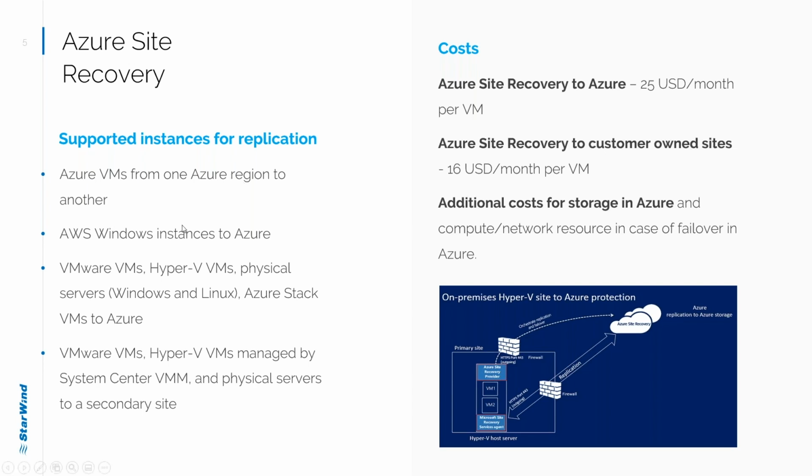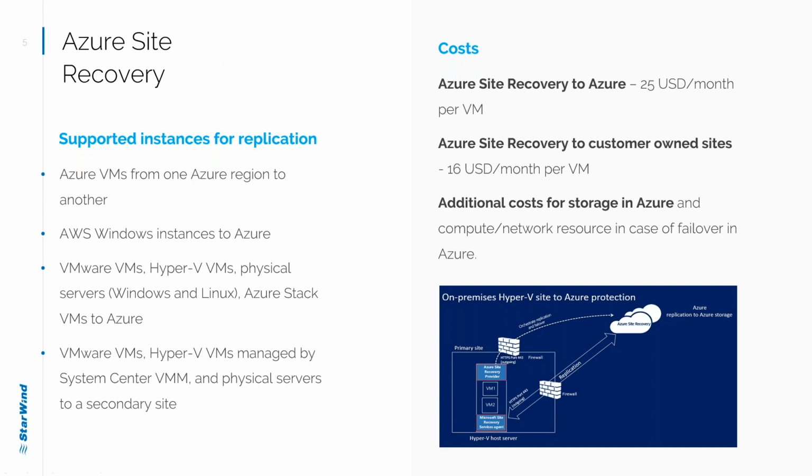So as you see, both VMware hypervisor and Hyper-V are supported. Also, physical servers are supported. Regarding the costs, they are moderate if you use Azure Site Recovery to Azure. It costs only $25 per month per VM. Certainly, additional costs for storage should be considered, as well as for compute and network resources in case of failover. If you are going to replicate from on-premises to on-premises, it will cost only $16 per month.